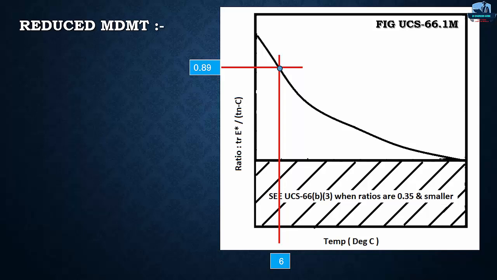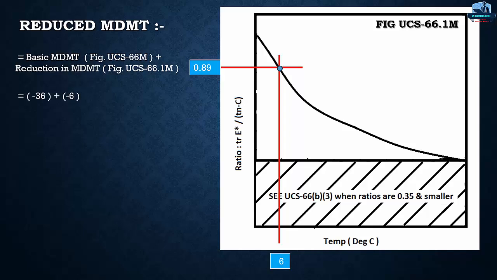Therefore, the reduced MDMT is basic MDMT from figure UCS 66M plus reduction in MDMT from figure UCS 66.1. So in our case, reduced MDMT will be minus 36 degrees Celsius minus 6 degrees Celsius, which is equal to minus 42 degrees Celsius.